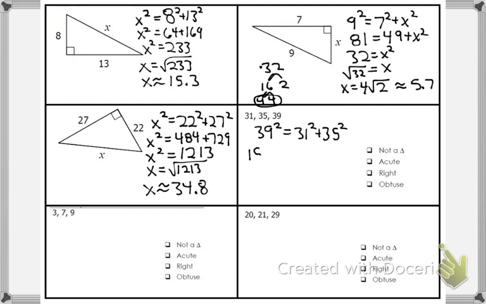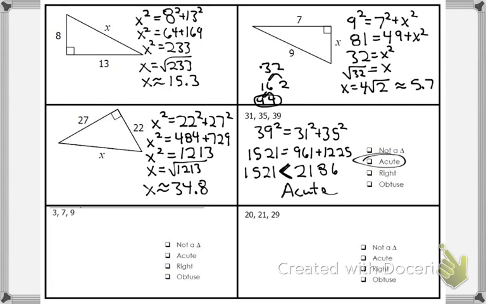39 squared is 1,521. 31 squared is 961, and 35 squared is 1,225. If I add 961 and 1,225, I get 2,186. So I have 1,521 and 2,186, which obviously it opens up. This is greater. If that is greater, that tells us that the longest side is not big enough. It is less than. So if it's less than, we want to think acute. So it's an acute triangle.